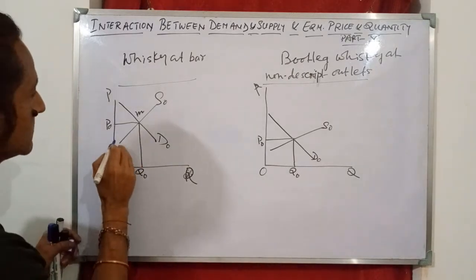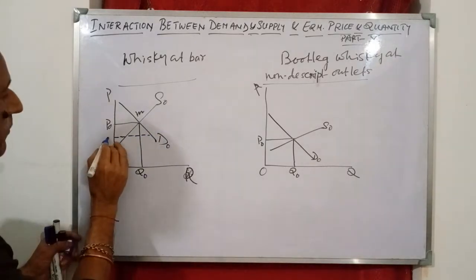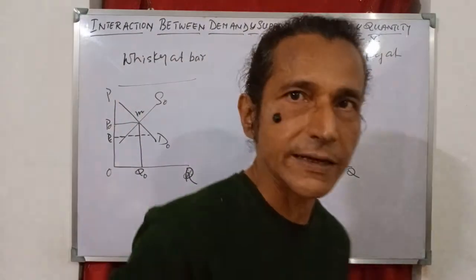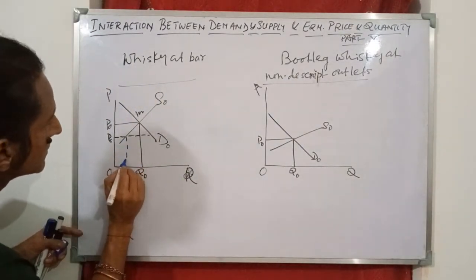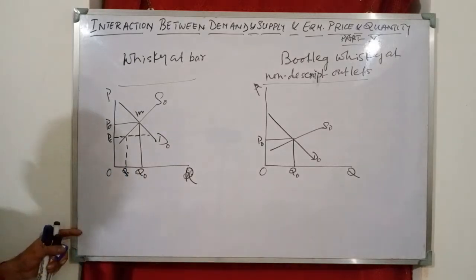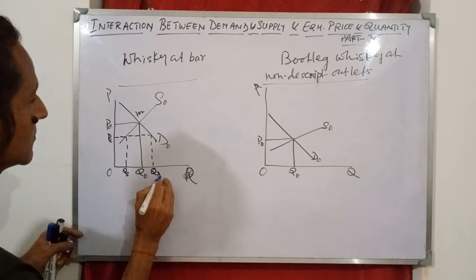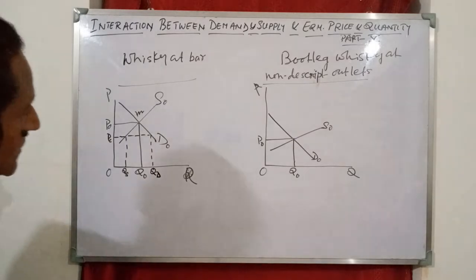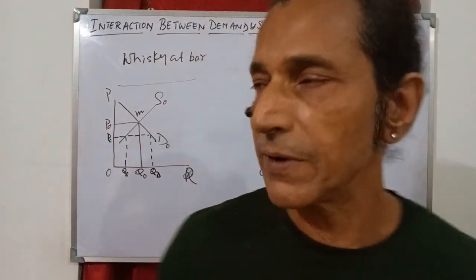Now the commandant is imposing a price ceiling. He dictates that the bars cannot sell whiskey beyond this price. Say this is P sub C. Now at P sub C price, you see the suppliers, that is the bar owners, are ready to supply this much of whiskey, whereas the demand is Q sub D. That is, suppliers are ready to supply Q sub S quantity of whiskey, but the demand from the soldiers is Q sub D. So there is a gap between demand and supply. Demand is much bigger than supply.